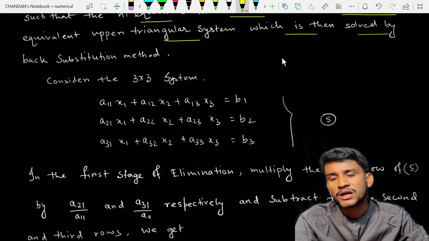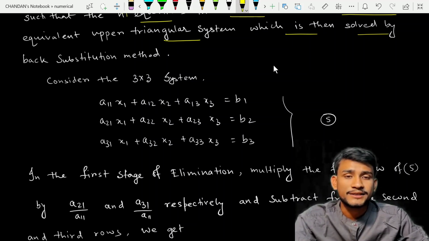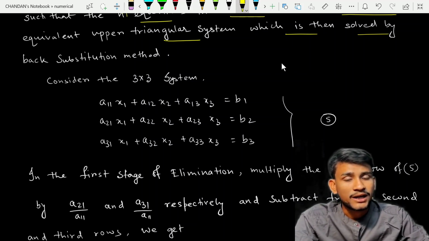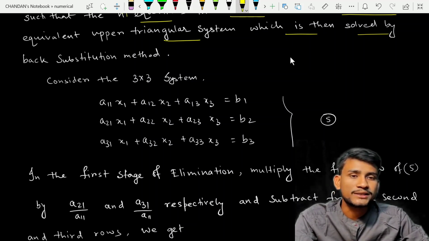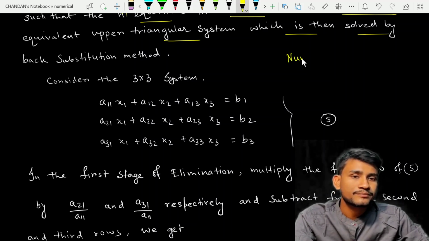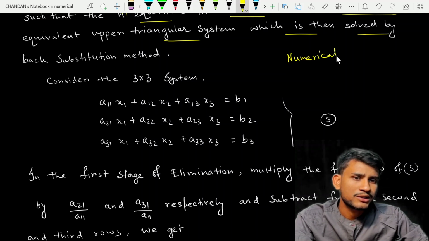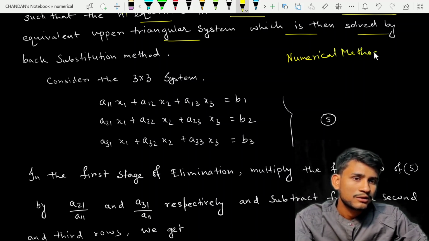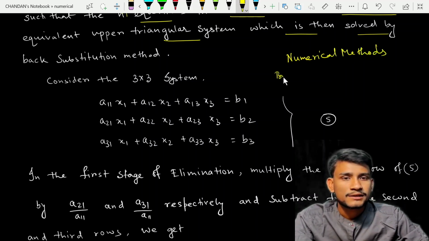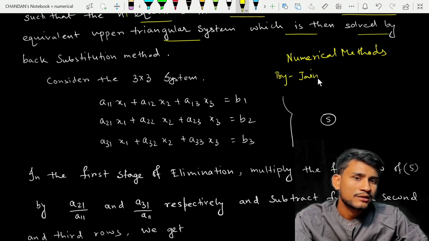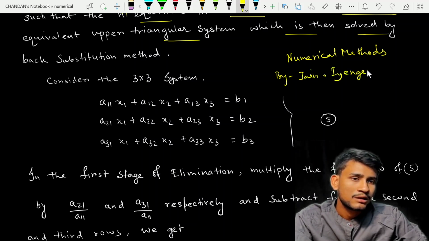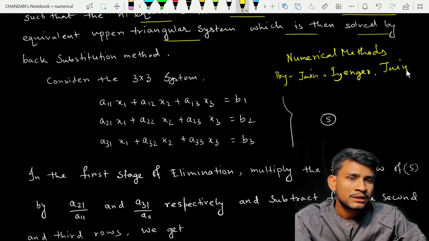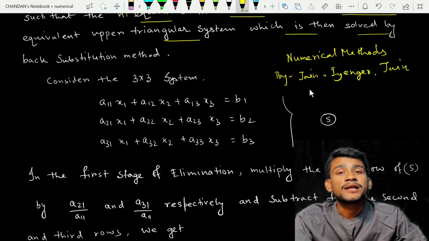This is a very good book, and I say again that this content is made by using two books. One is Numerical Methods by Jain Iyengar Jain, and another one is Numerical Analysis by M.